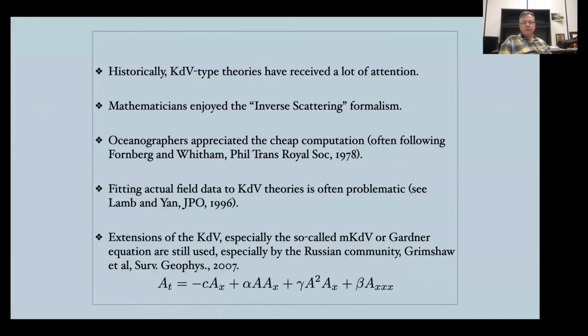Lamb and Yan, JPO 1996, is the reference I quite often use. It hasn't stopped anyone. The mathematical communities continue to use this. In fact, there's an extension they like called the mKdV or Gardner equation, which is written at the bottom of the slide for you. But in a number of footnotes in various papers, it's been shown that the mKdV doesn't really get you quantitative information. It gives you qualitative info about certain kinds of internal waves, but you're going to make big mistakes if you use it to predict vertical structure.